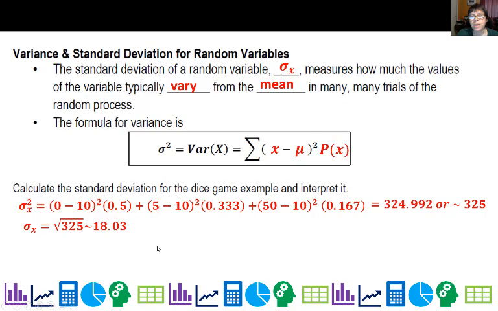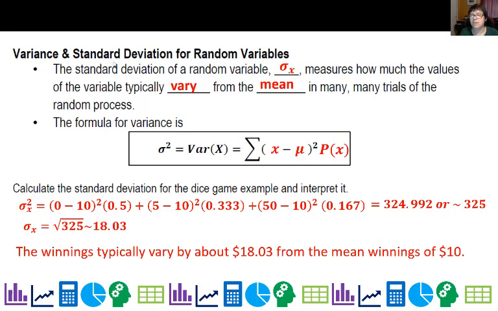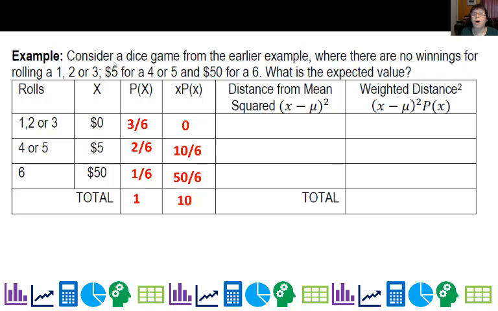So how do I interpret this? This is where this piece comes into play. The winnings typically vary by about whatever the standard deviation is from the mean. So by about $18.03 from the mean winnings of $10. So that tells you about how much it varies, on average.